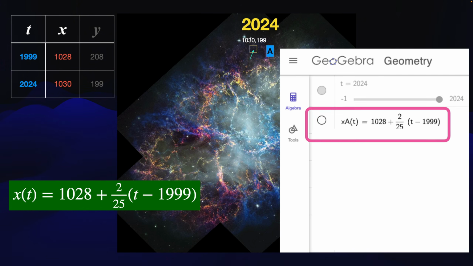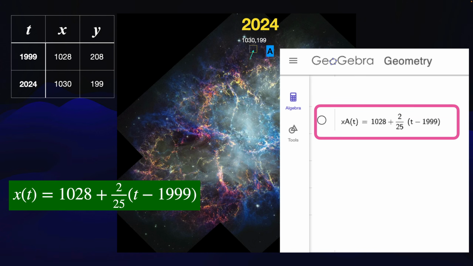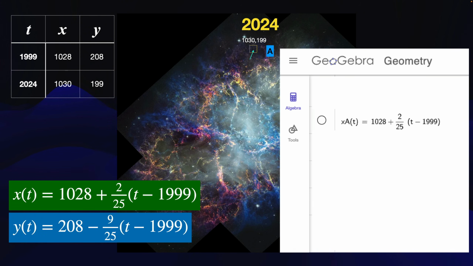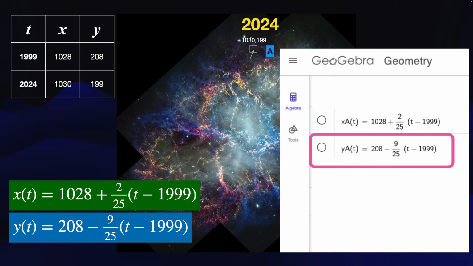Now we can repeat the process with y. But first we'll put that equation into GeoGebra, and then we'll repeat the process with y. Now the y value is going down. As time goes up, the y value goes down by 9 pixels. So we're going to have a negative 9 over 25 in this formula. But the rest of the formula is very similar. Again, our starting value was 208. And so we could plug this into GeoGebra as well.